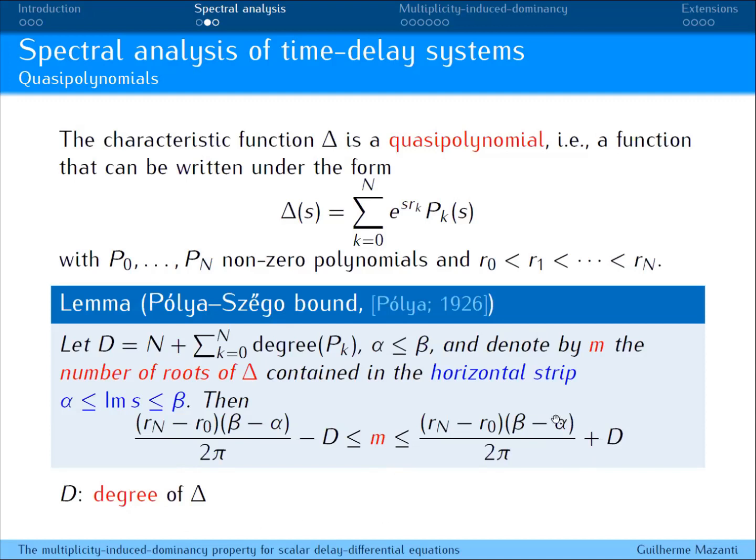It depends on the size of the strip, and it depends on the difference Rn minus R0, the largest difference of the terms appearing in the exponentials, which, when you have delays, is just the largest delay appearing in the system. So we have this bound on the number of roots that depends on the largest delay, on the size of the horizontal strip in the complex plane I'm looking at, and on the integer d.